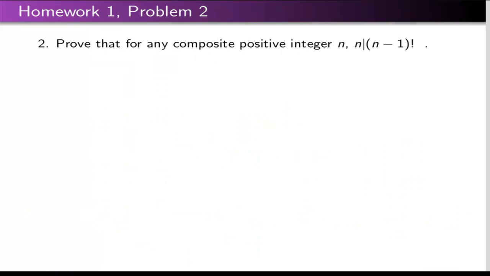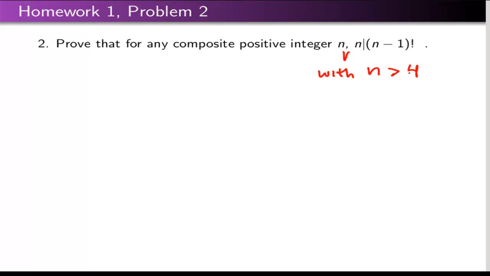On to problem 2. Prove that for any composite positive integer n, with, oops, I didn't put in the extra thing here, n strictly greater than 4, we have that n is a divisor of (n minus 1) factorial. You immediately see why this would be false for n equals 4. So we do need n to be strictly bigger than 4 in this problem. So hopefully I've got that corrected.